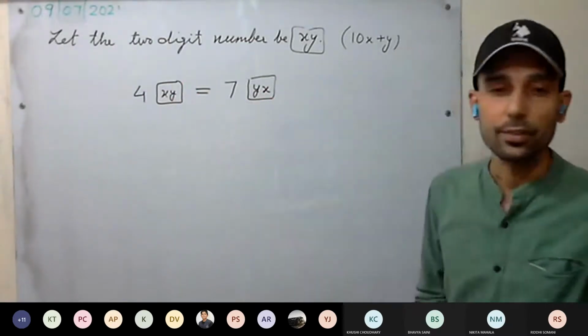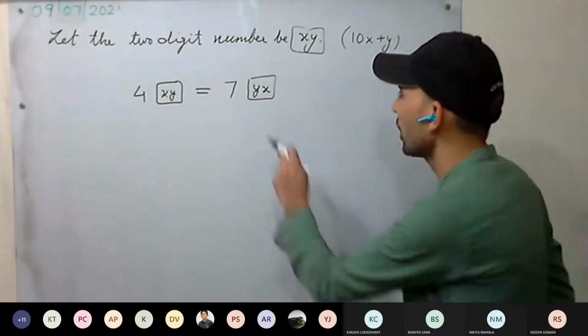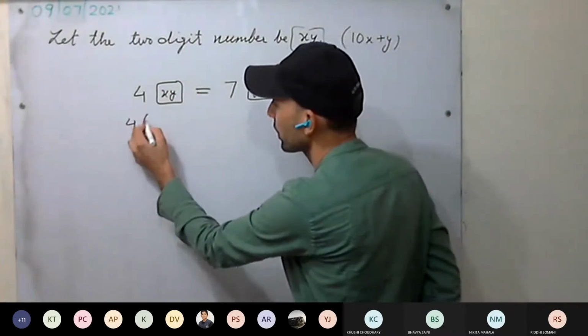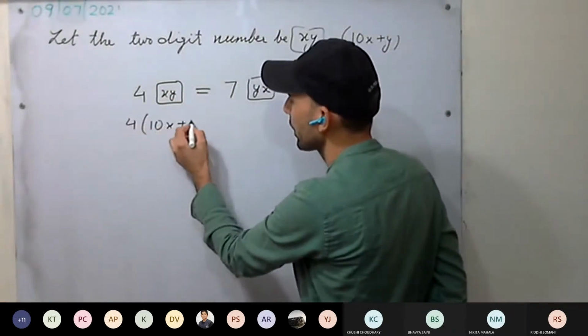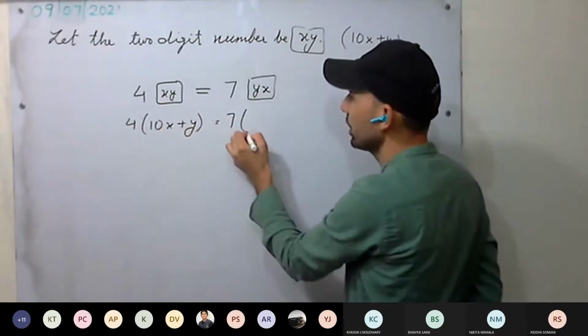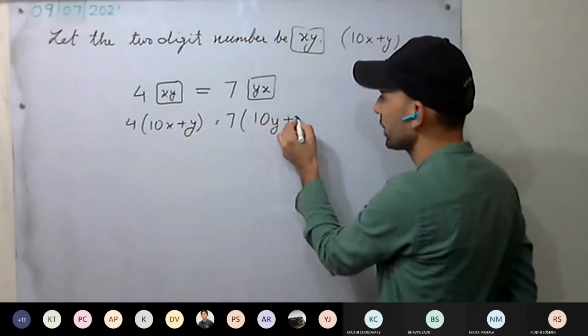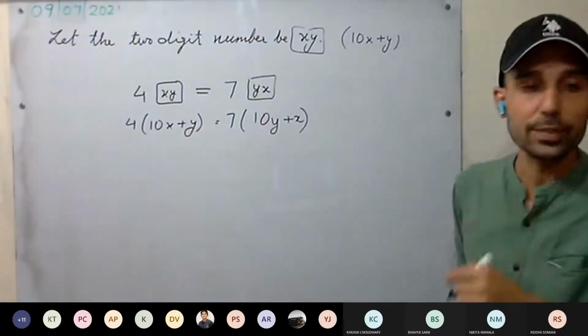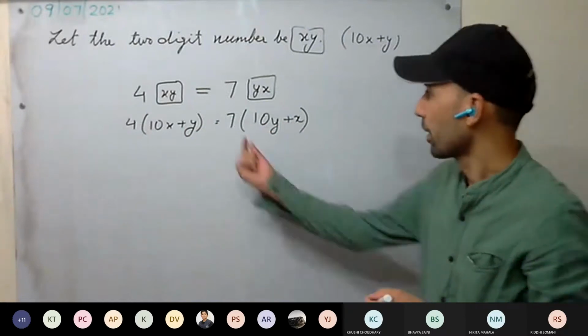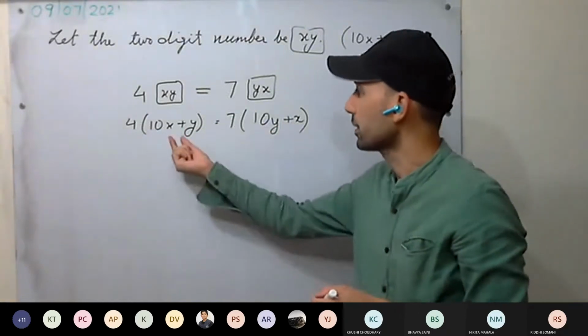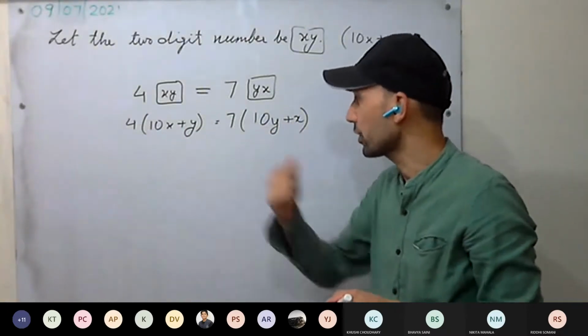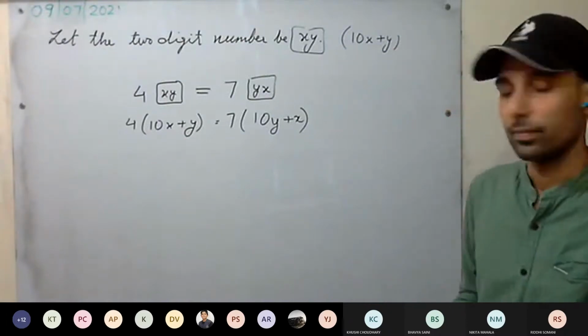This is our first equation. So how can we represent this? 4 times (10x plus y) equals 7 times (10y plus x). This is how we are going to represent the number by expanding. So you get one equation from this.